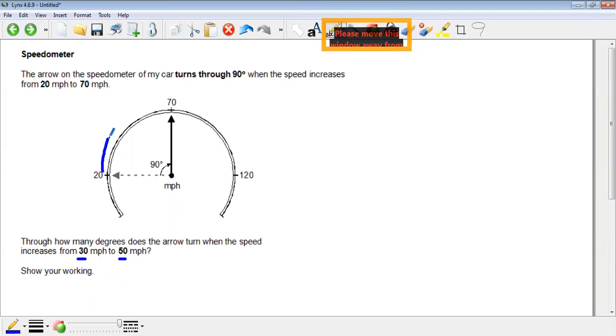Right, so this change here is 50 miles an hour, or just 50. So 90 degrees is 50 on this scale here. Okay, so what it basically wants to know is to get from 30 to 50 is only going to be a change of 20.